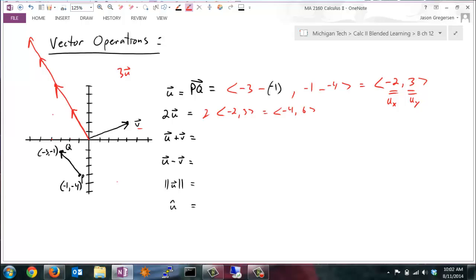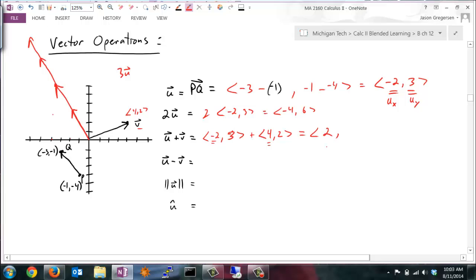Alright, u plus v. When I add vectors, I am just adding their components. So if u is negative 2 and positive 3, and v is, let's see what v is, it's 4, 2. When I add vectors, I just add their components. So I add their x pieces together, negative 2 plus 4, that's positive 2, and 3 plus 2 is 5. And then once again, I want to plot that and see what that looks like. I go over 2, I go up 5, puts me right about here.